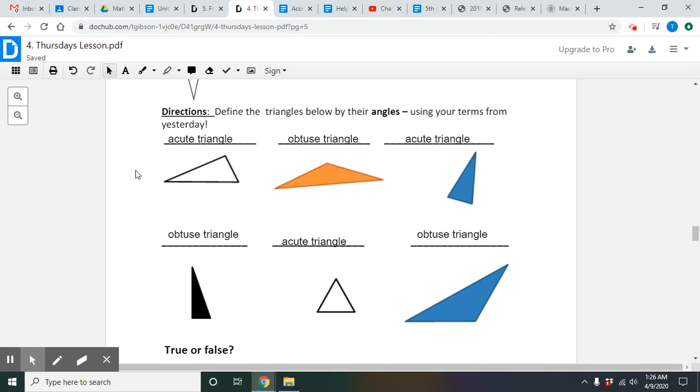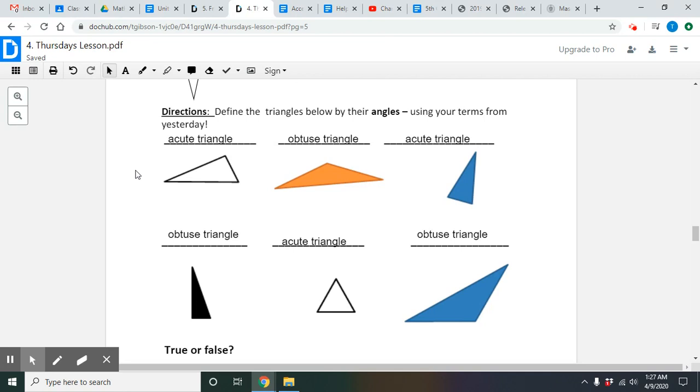Just as review again, what does it mean to have one obtuse angle? Exactly. One of those angle measurements needs to be around 120 degrees, or technically over 90 degrees, okay?